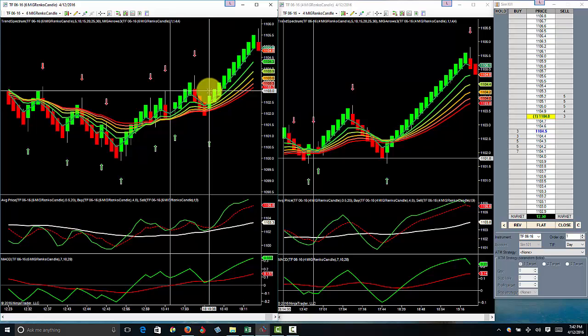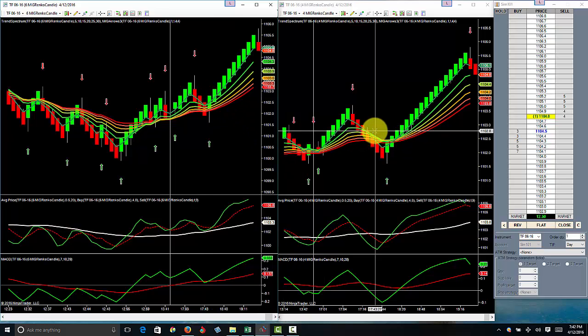So that's the only thing you probably have to remember when going into trades: are we going long or are we going short? Right? So that's the candles.